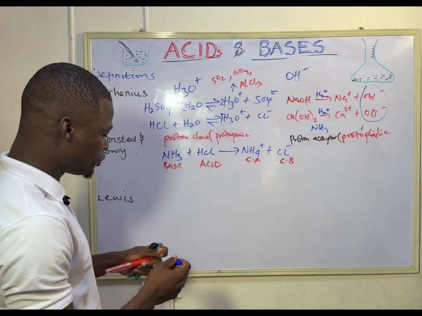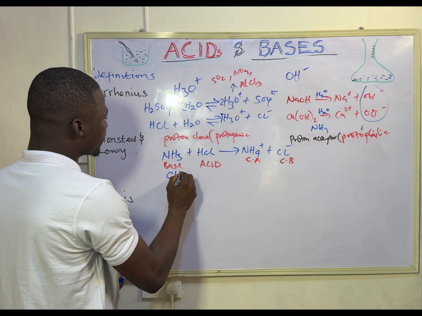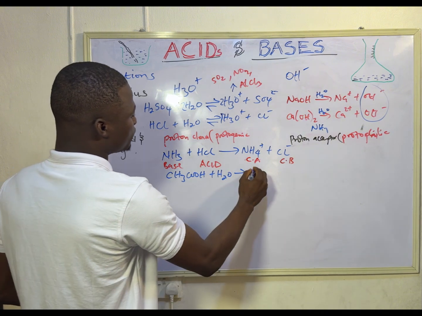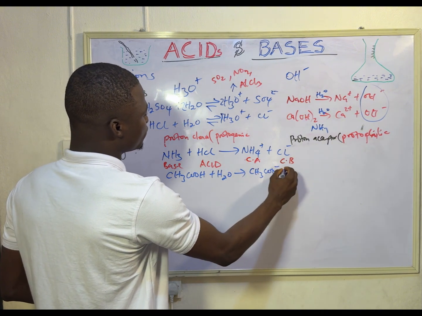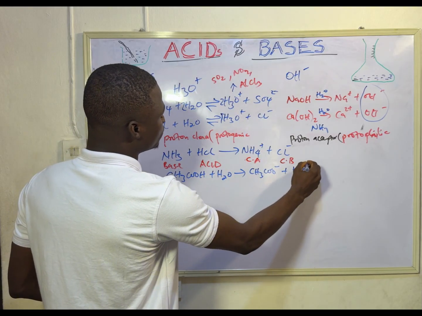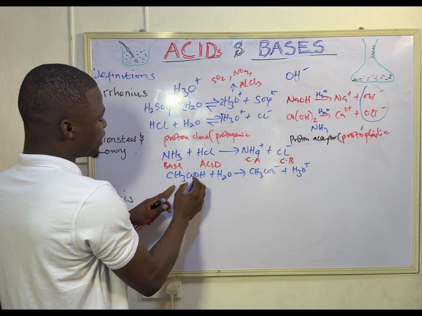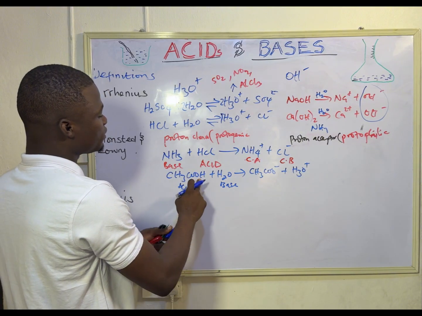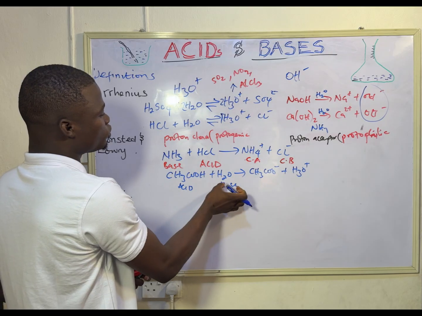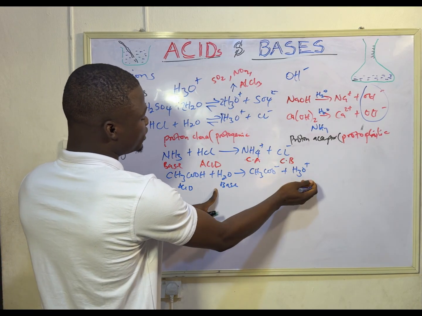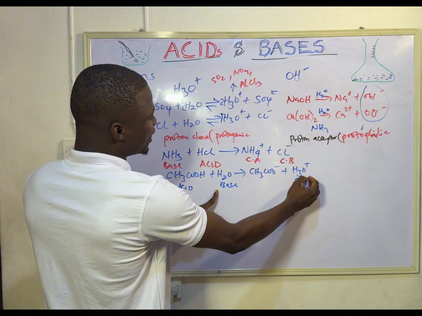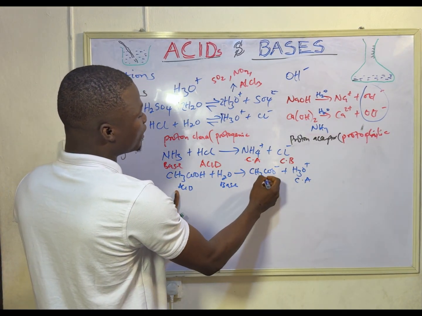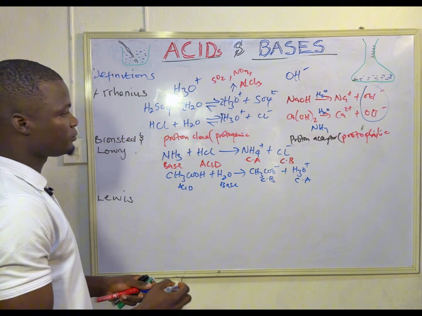Another typical example is when we have ethanoic acid plus water. This one will give us CH3COO minus plus H3O plus. So this is our acid. This is our base. This donates its proton to this for this to become this. So this will be the conjugate acid of this, while this loses its proton from this. So this will be our conjugate base.